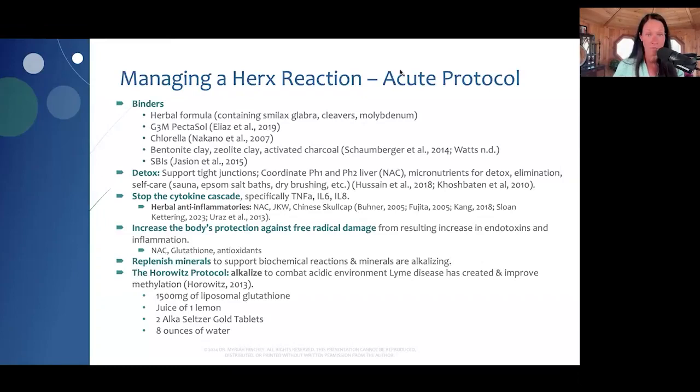It's a weak binder, meaning that it isn't going to bind your nutrients or things that you don't want to bind.